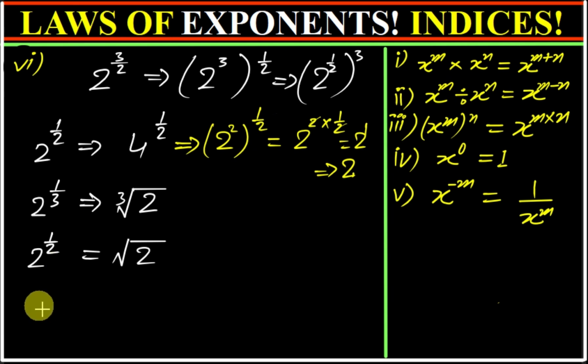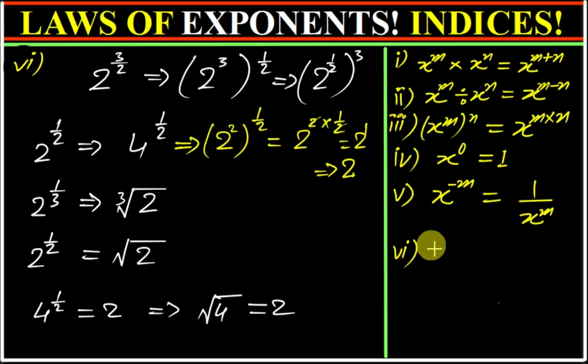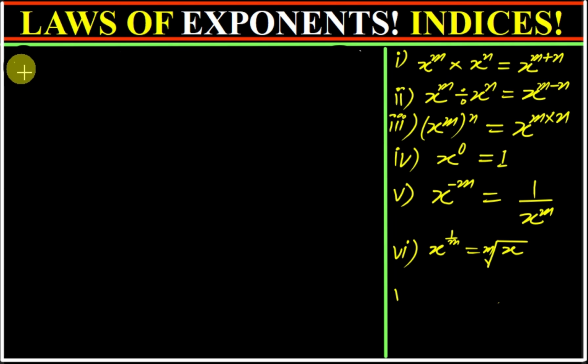So we can write like this also, either 4 raised to the power 1 by 2 is equal to 2, or 1 by 2 means that is square root. So we can write the square root of 4 is 2. So the sixth law of exponent, if something is like this, x raised to the power 1 upon m, we can write it like this.